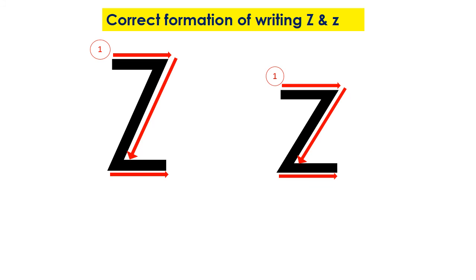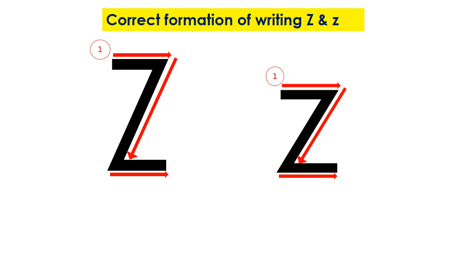Again, start from the middle and draw a sleeping line towards the right and then make a slanting line down towards the left, reaching the bottom. Now again draw a sleeping line from the bottom towards the right. Right? It's very easy. Okay? And remember, you're not going to lift your pencil until you finish writing this letter Z. Okay, both capital and simple Z.